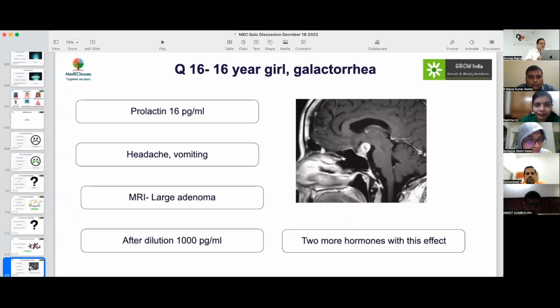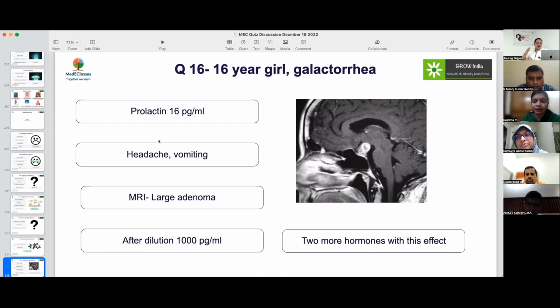Now we will move forward to the next question, which will be to Dr. Aniket directly. Dr. Aniket, your question is: a 16-year-old girl with galactorrhea. Prolactin was reported at 16. She developed headache and vomiting. Somebody did an MRI, it showed a large adenoma. After dilution, the sample was 1000. So we know the answer. This is a case of hook effect in which you have a very high level of prolactin. All you have to say is, tell me 2 more hormones which are affected by a hook effect.